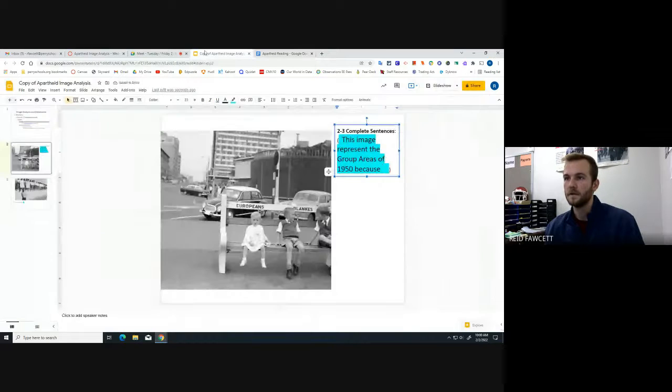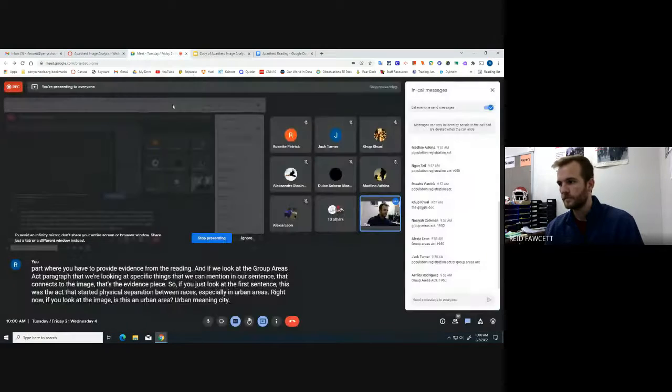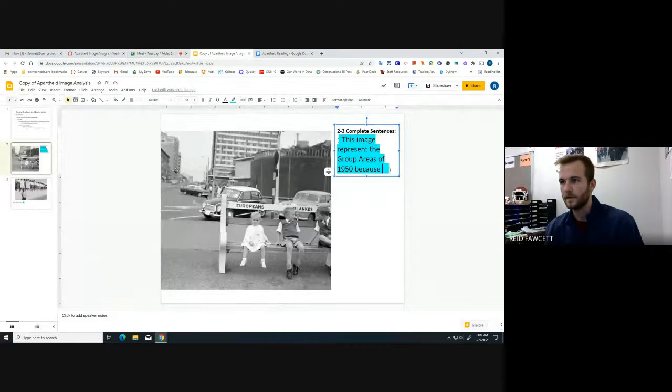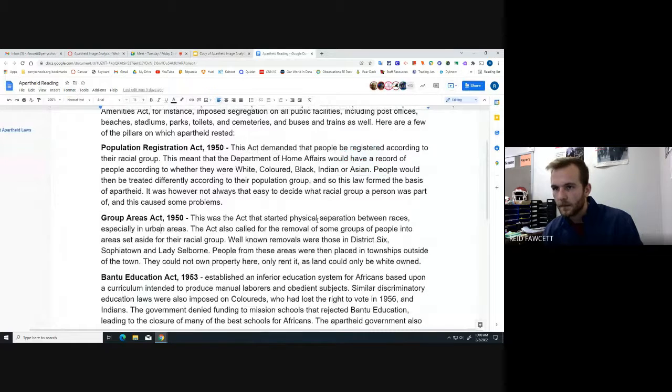Now if you look at the image, is this an urban area? Urban meaning city? Yes or no? Yeah, I agree. This is a city in the background. So effectively the Group Areas Act tried to separate races, mainly the white population living in the cities, and then every other race lives outside of the cities, working in the mines, in the fields, things of this sort. So my explanation will be coming right from here.